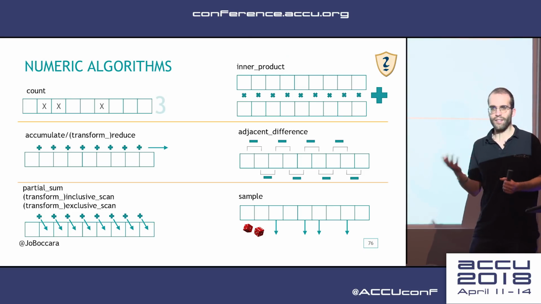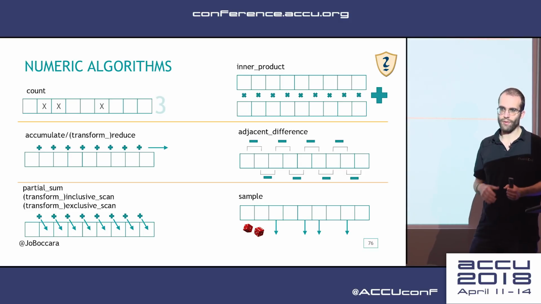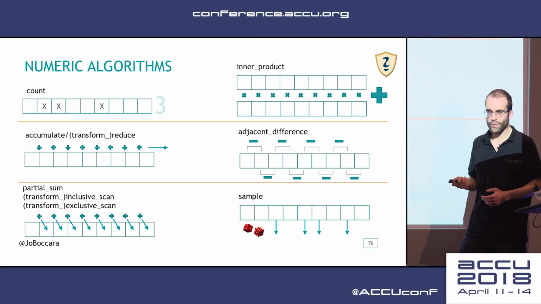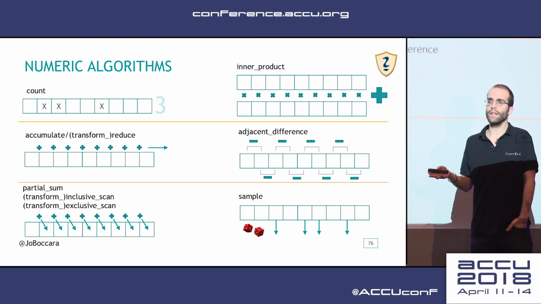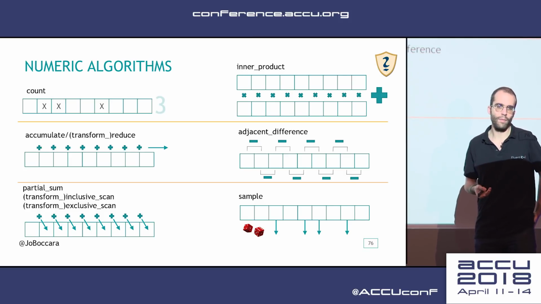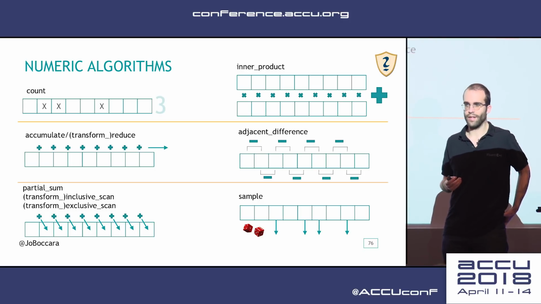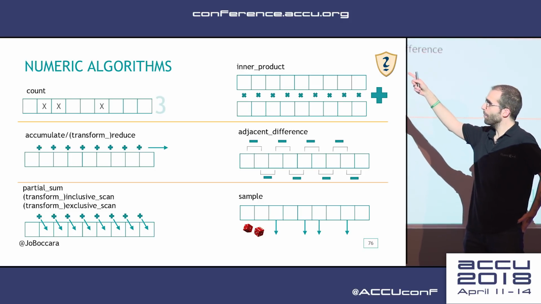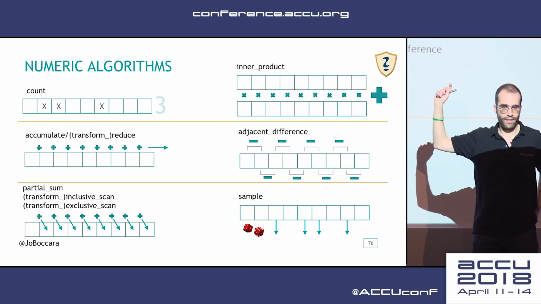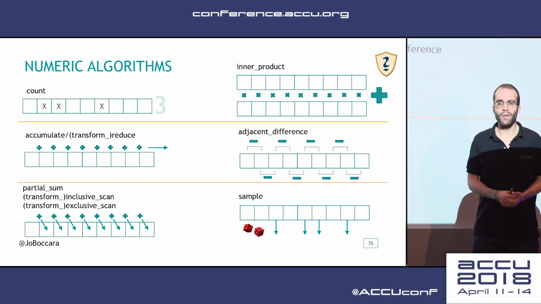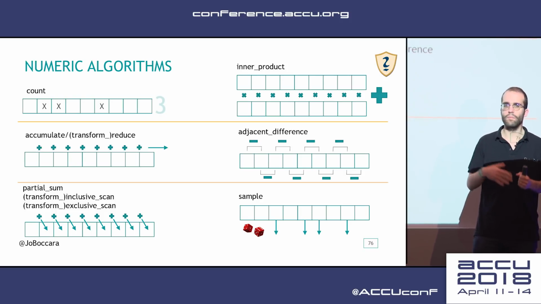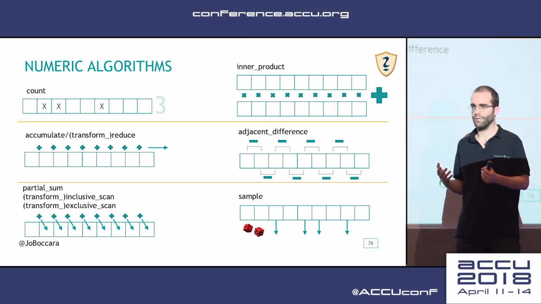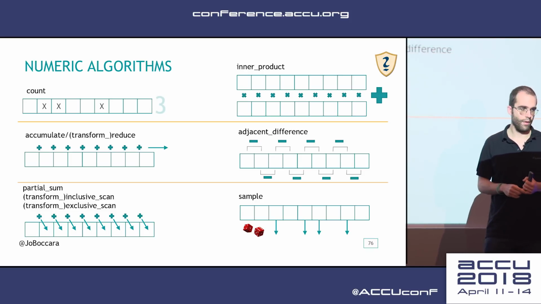Let's start with the algorithms that return a value. Well, the simplest one is probably count. That takes a collection, begin, end, and a value, and returns the number of times that value occurs in the collection. So in that example, count of x returns 3. Accumulate makes the sum of the elements in a collection and returns it. It can also take custom operations to replace the operator plus.